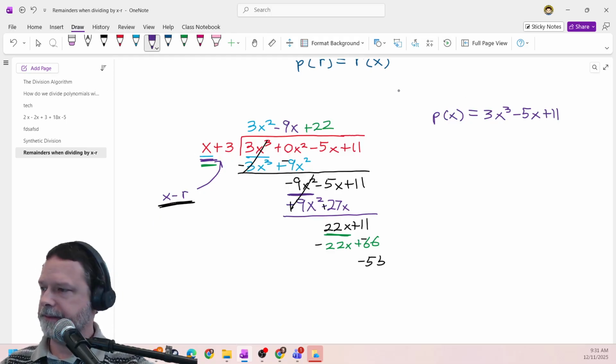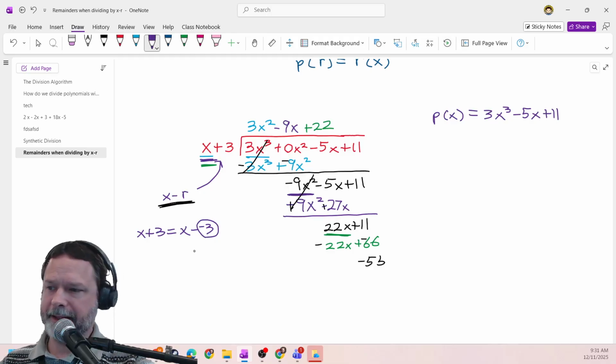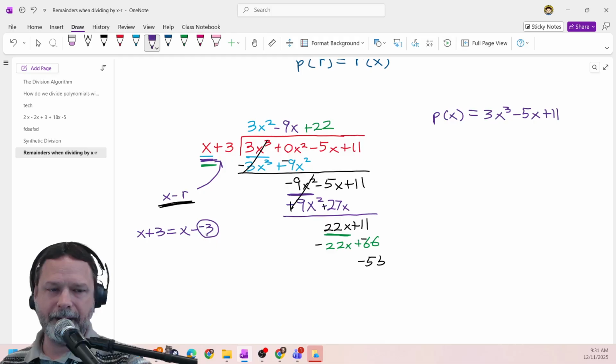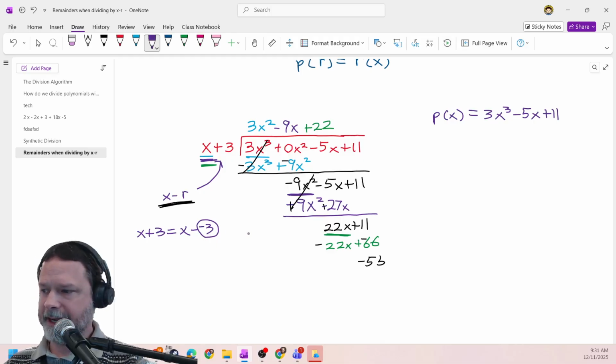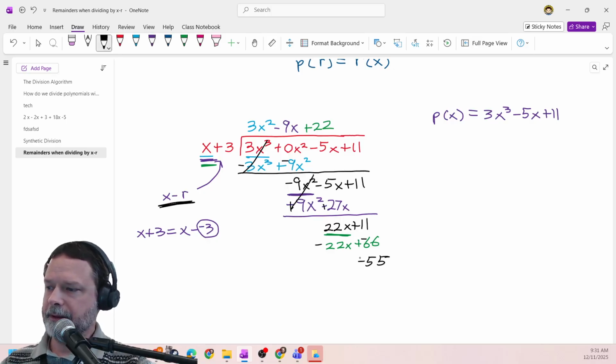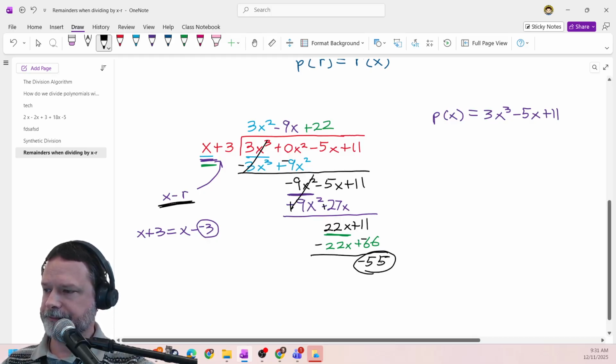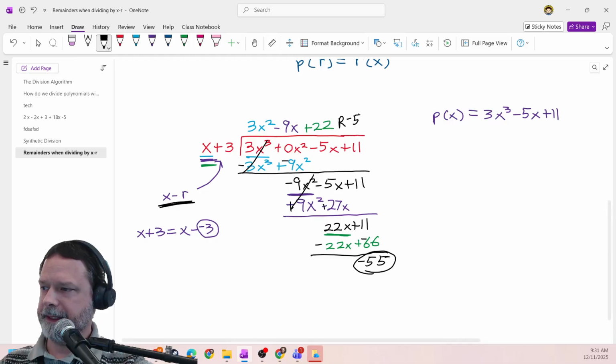So in other words, my r would have been, right, x plus 3 is the same as x minus negative 3. So I'm dividing by x minus negative 3, or my r is negative 3. So to test this out, we already know my remainder when I did this division was negative 55. That was my remainder right here. I didn't write it up here, but that was my remainder.